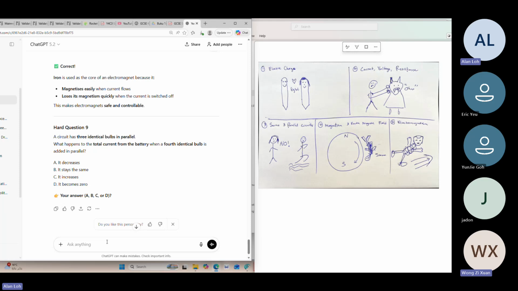This is like a bit of 3. Yes, I think the right answer is C. C. Yeah. Anyone object?